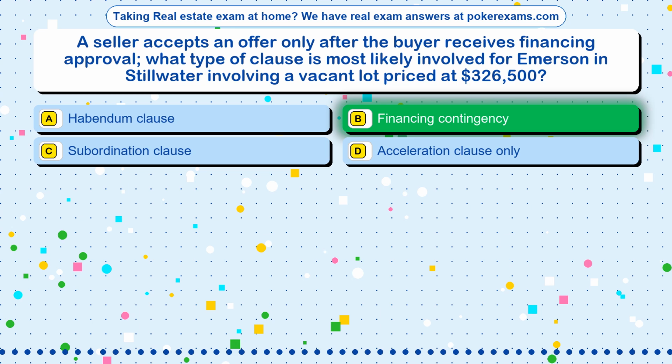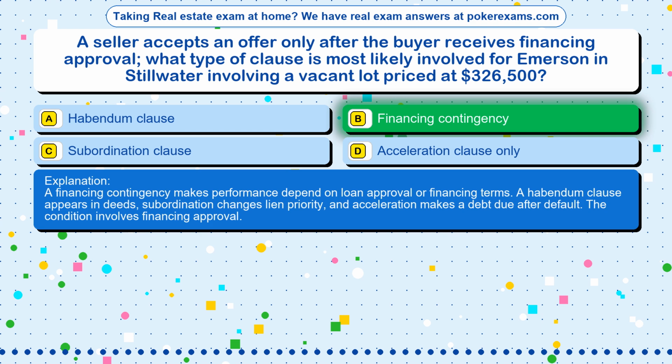The correct answer is option B, financing contingency. A financing contingency makes performance depend on loan approval or financing terms. A habendum clause appears in deeds, subordination changes lien priority, and acceleration makes a debt due after default. The condition involves financing approval.